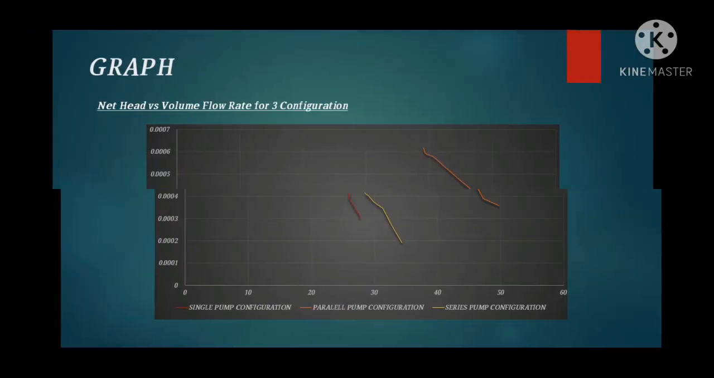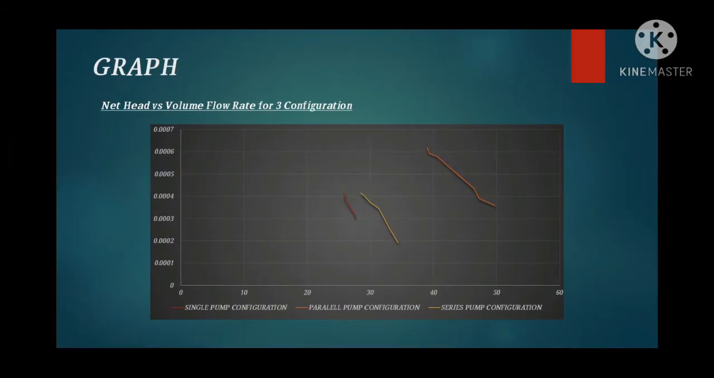Next one is the graph. This is the graph that we get from the result, which is the net head versus volume flow rate for the three configurations. As we can see, the red line is the single pump configuration, the yellow line is for series, and the orange line for the parallel pump configuration.